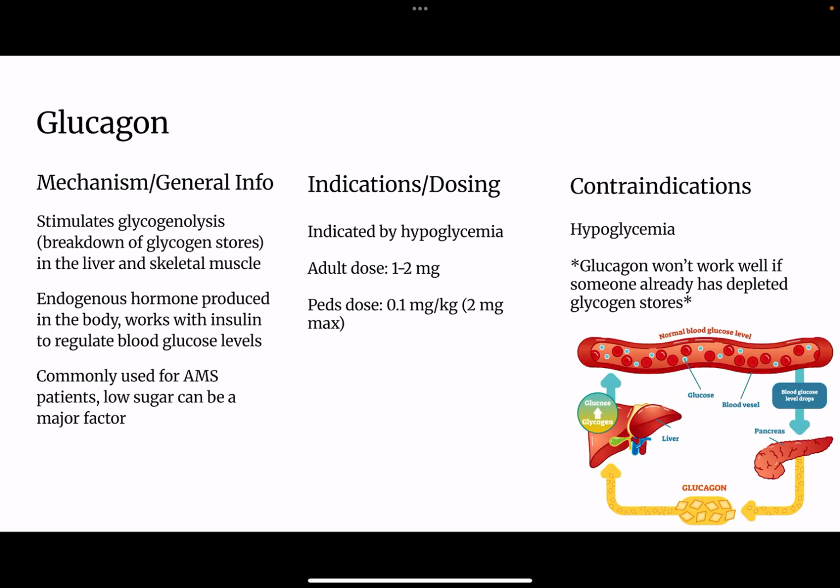And then here's just a little diagram. It's produced in the pancreas. It goes to the liver, causes glycogen to break down and be made into individual glucose, and then that goes back to the blood vessels, and everything's all good. Everything's homeostatic. So, that's the end.